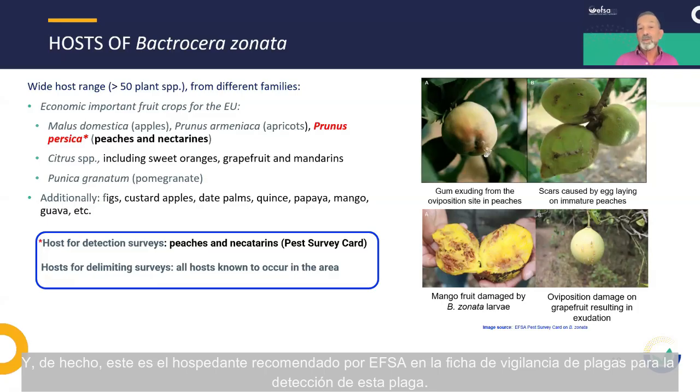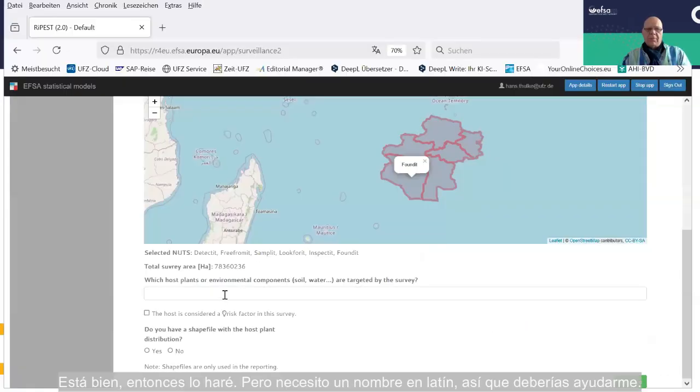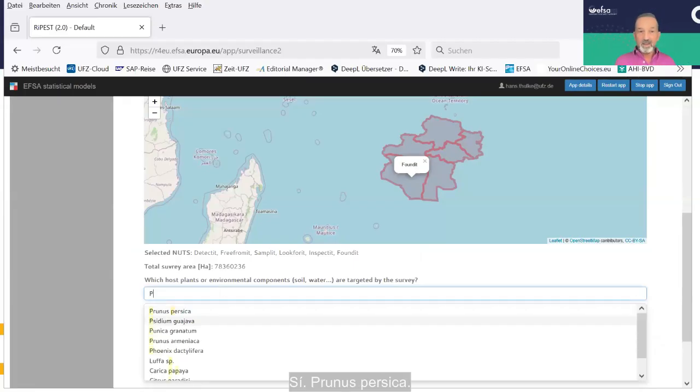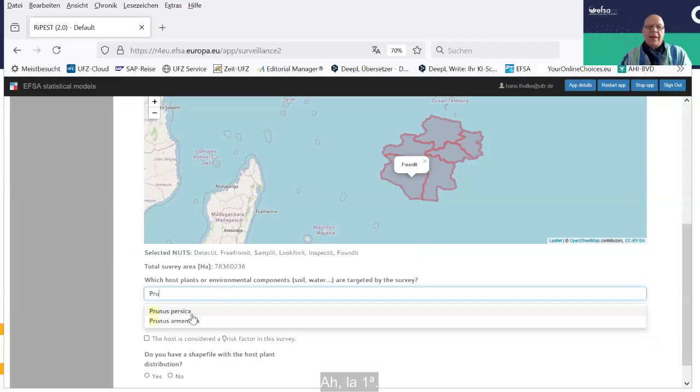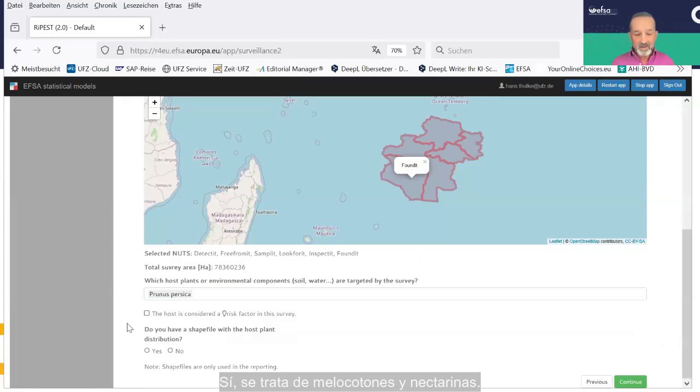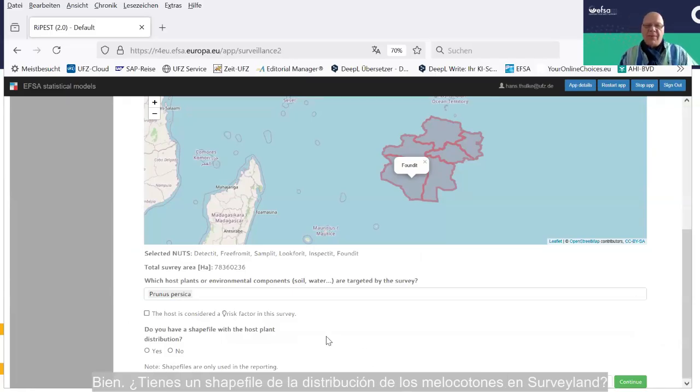And actually, this is the host recommended by EFSA in the pest survey card. Okay, then I will do. But I need a Latin name, so you should help me. Yeah, Prunus persica. That's the first one. Yeah, this is peaches and nectarines. Do you have a shapefile of the peach trees standing in Surveyland?